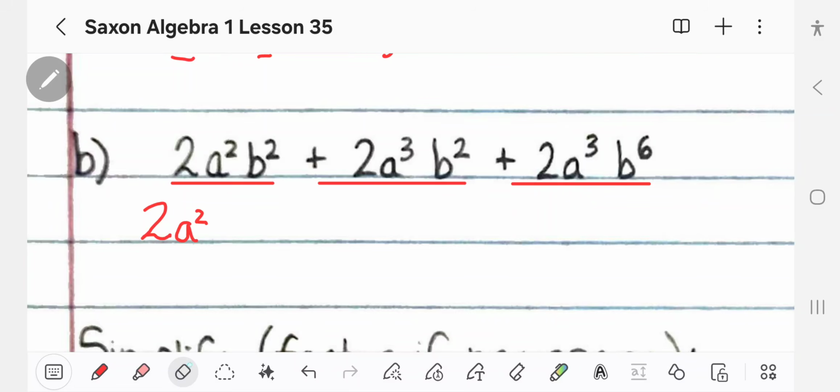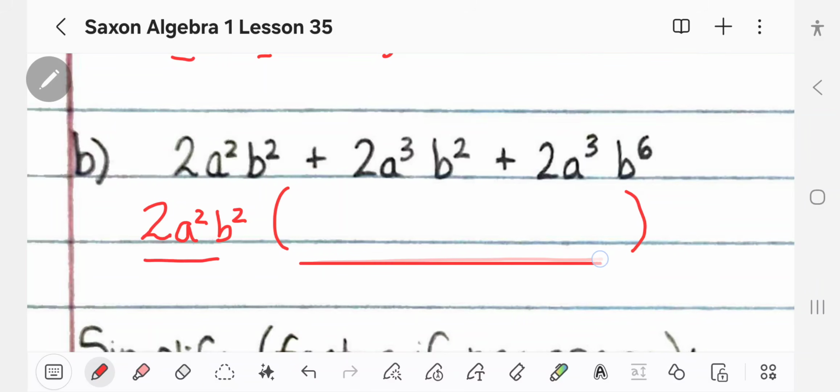Now let's look at these B's. B squared, B squared, B to the 6th. They all have a B squared in common. All right. There's our GCF. Now they want us to factor it. So we've got to write the other factor. Here's your first factor. This is going to be your second factor.